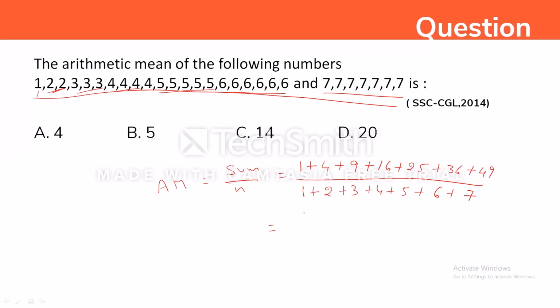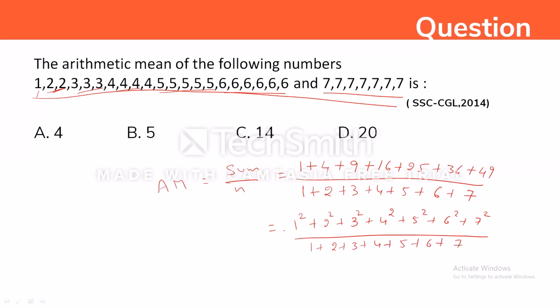Actually we can write directly here. I can write numerator 1 as 1 square, which will not make any difference, because it gives the same value. 1 is 1 square. Now 4 I can write as 2 square. 9 I can write as 3 square. I hope you got the logic of how I'm writing it. Now here 5 square, 6 square, and 49 is nothing but 7 square, divided by the same 1 plus 2 plus 3 plus 4 plus 5 plus 6 and 7.